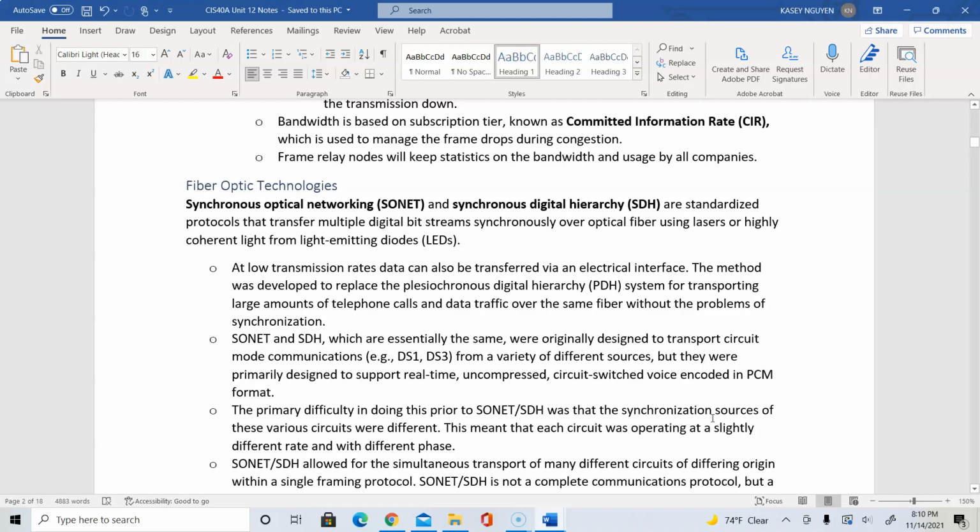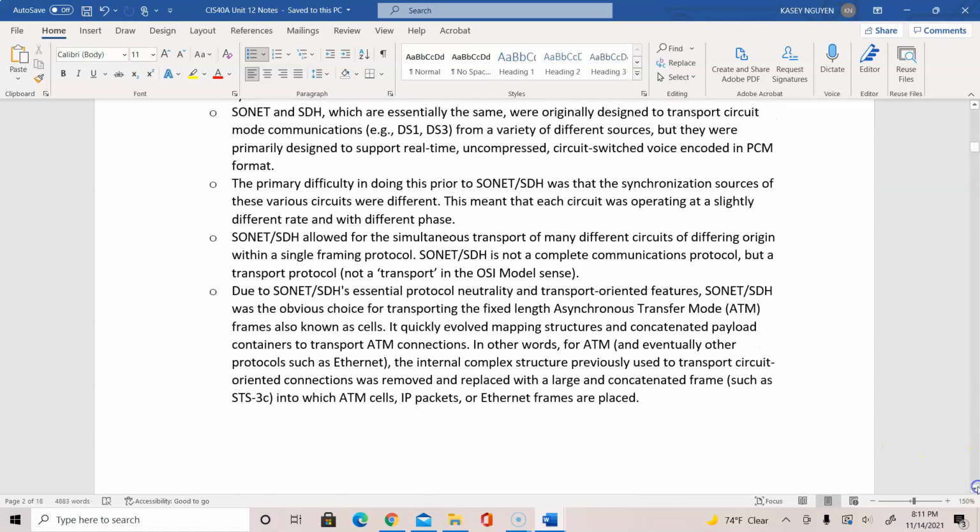So if each of the circuits are meant to operate at slightly different rates in different phases, then it would allow simultaneous transport in different circuits by origin, by frame protocol. And so it would be classified under the frame protocol in order to transmit or transport based on neutrality and orientation features.